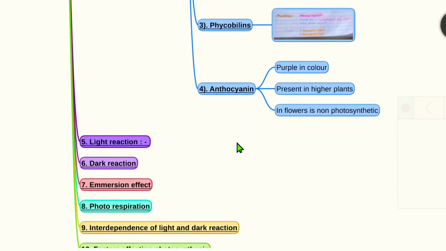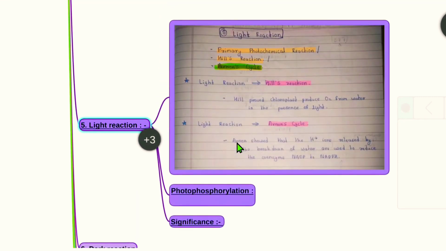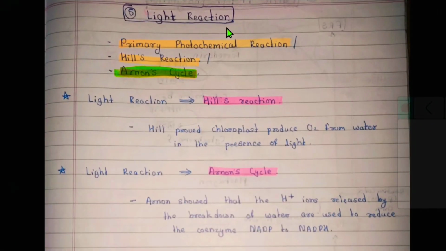We'll go to the next, light reaction. We'll see about light reaction. Light reaction is also called primary photochemical reaction, also called Hill's reaction and Arnon cycle. Light reaction is also called Hill's reaction. The chloroplast produces oxygen from water in the presence of light, and light reaction is also called Arnon cycle. Arnon showed that the H plus ions released by the breakdown of water are used to reduce the coenzyme NADP to NADPH2.